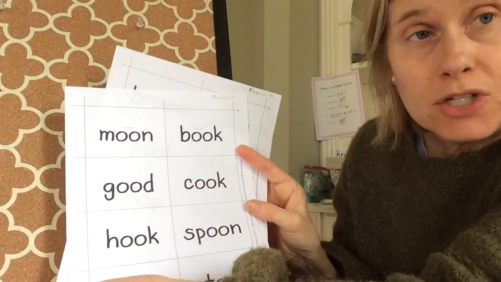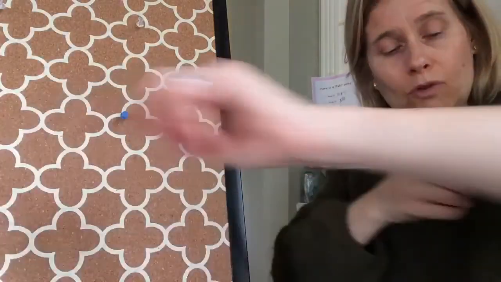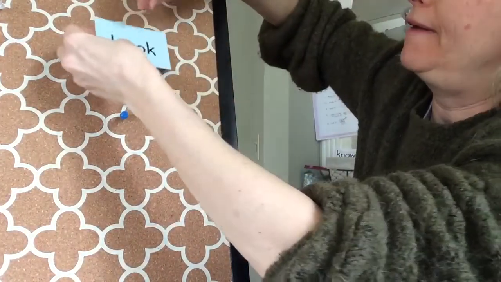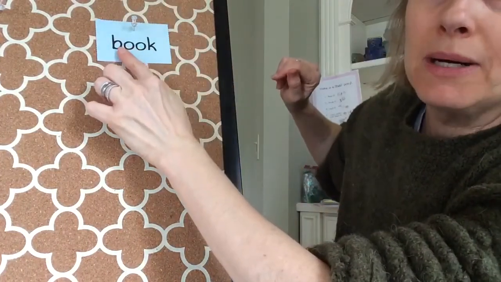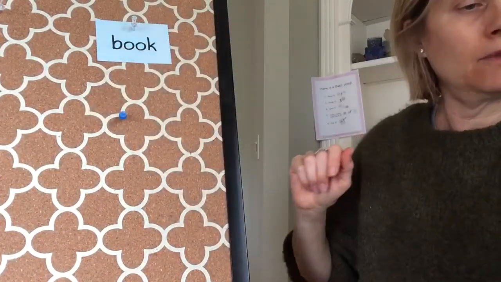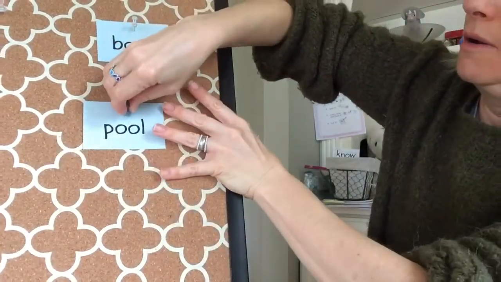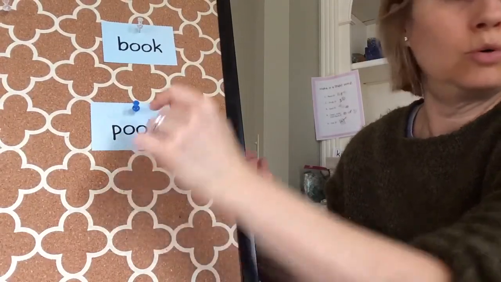Okay, so now what we're going to do is we're going to play that little game. I don't know if you guys have ever seen the Sesame Street game, which one of these is not like the other one. So we're going to start with, we've got, what word is that? That is book. And let's put, what word is that? Pool.